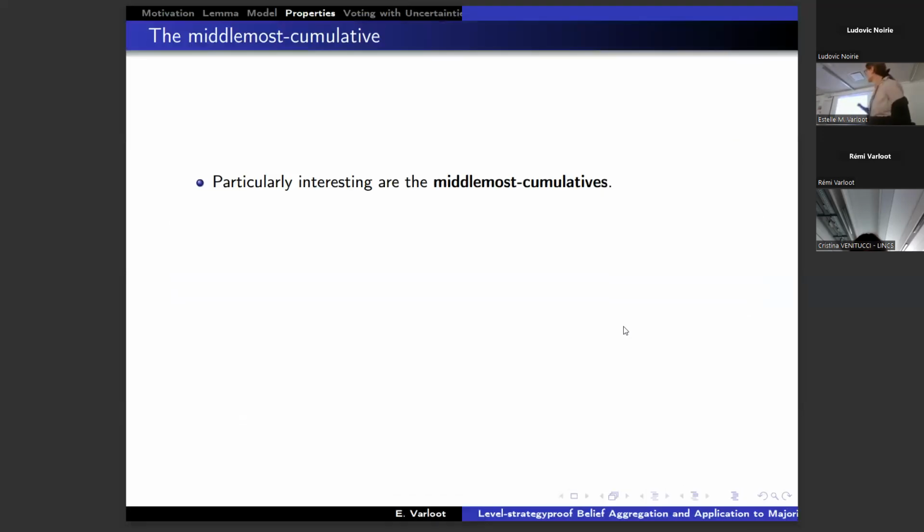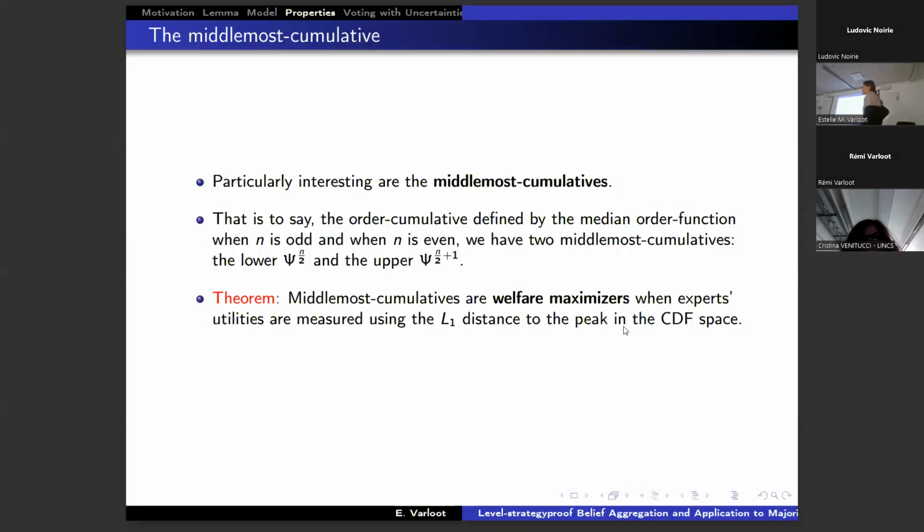So the middlemost cumulative is the one that takes the median. And those are known as being the welfare maximizers. So if you're considering the L1 distance between what everybody claims and what the outcome is, the middlemost cumulative, which is a situation where for each threshold you're taking the median of the votes without any additional values, is what provides the maximum L1 welfare, so the most benefit from looking at the whole population and trying to minimize the distance to your outcome that you can possibly get.